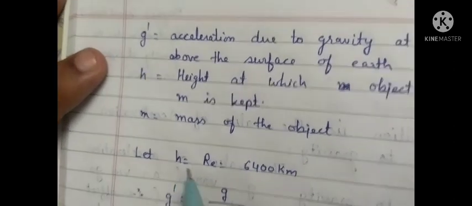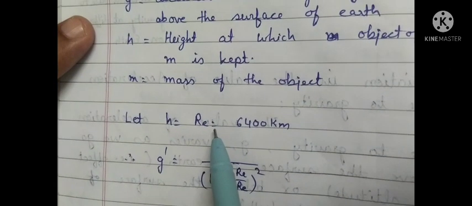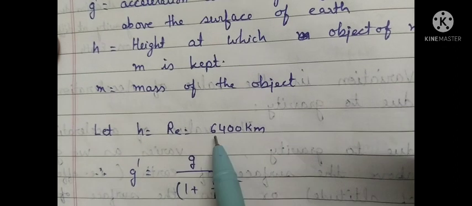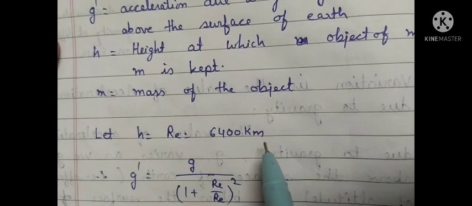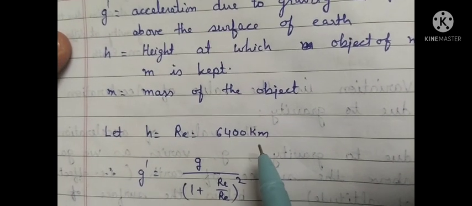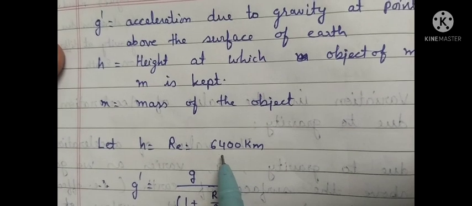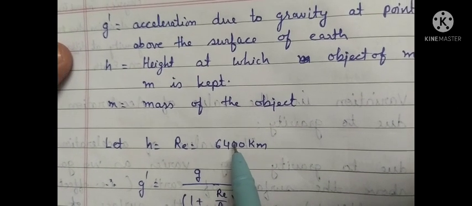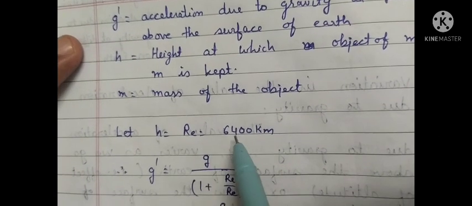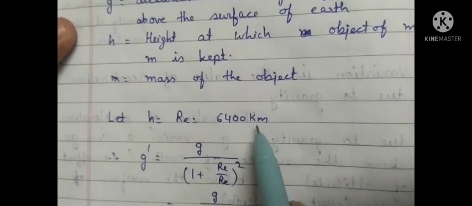Suppose I have considered that the object is placed at a height equal to the radius of earth. Suppose the radius of earth is 6,400 kilometer. It is about 6,337 kilometer, approximately the average radius is to be taken this, but rounding it, we can suppose the radius of earth is 6,400 kilometer. So h is equal to this.